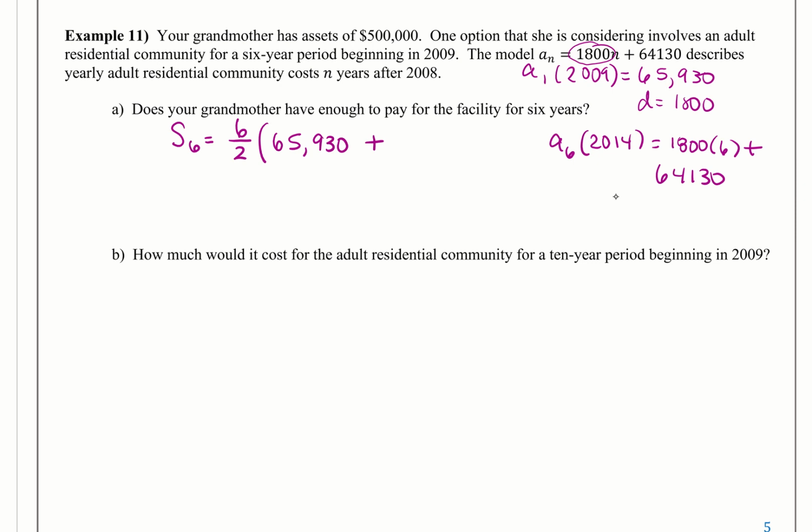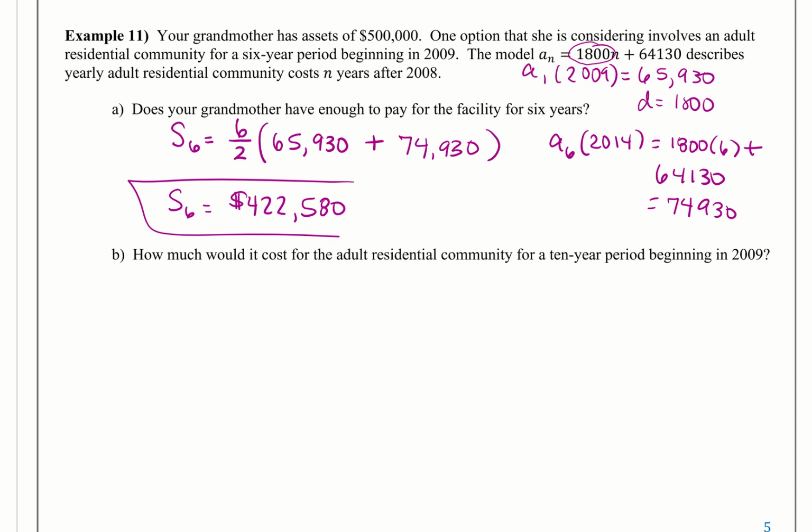And that ends up being 74,930. So the sum of all 6 years, if I do this calculation here, ends up being $422,580. So the answer is yes, there is enough money because she has $500,000. So she can pay for 6 years.